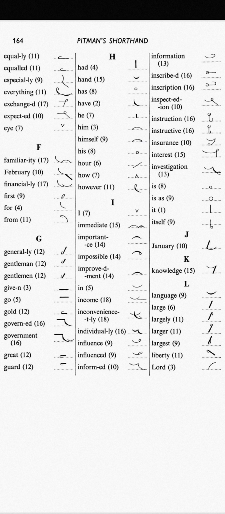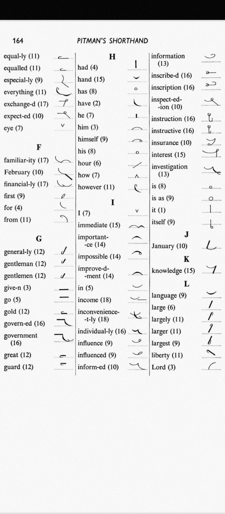Upward angular sign is used here above the line for I. M stroke, another M stroke thickened and halved here for immediate. M stroke thickened here above the line for important or importance. M stroke thickened here with S circle above the line for impossible. M stroke thickened here on the line for improve, improved or improvement.